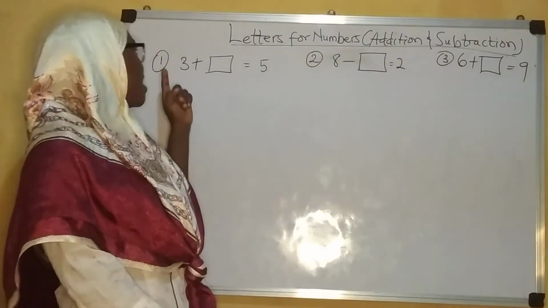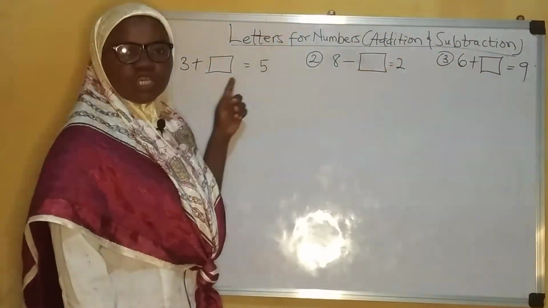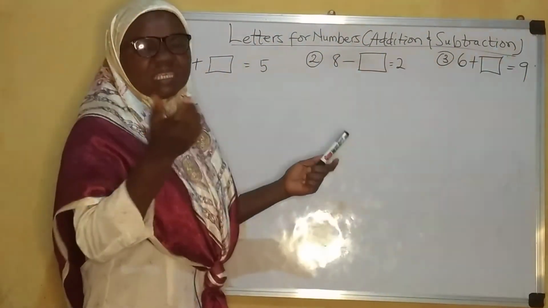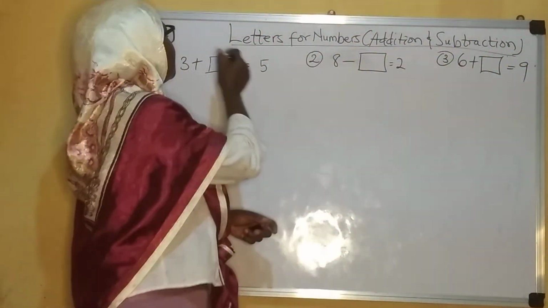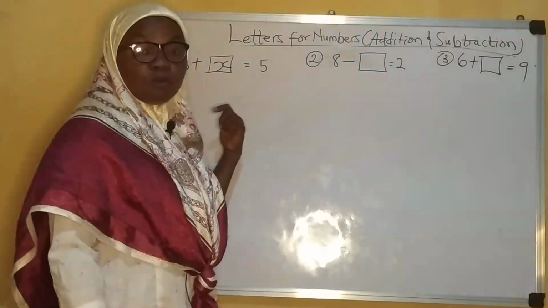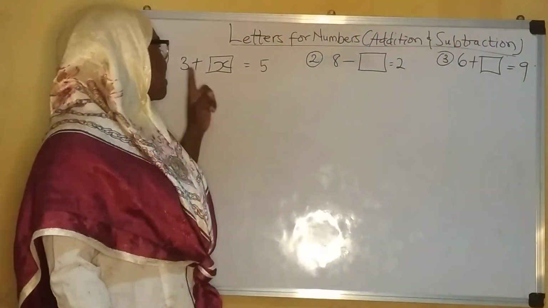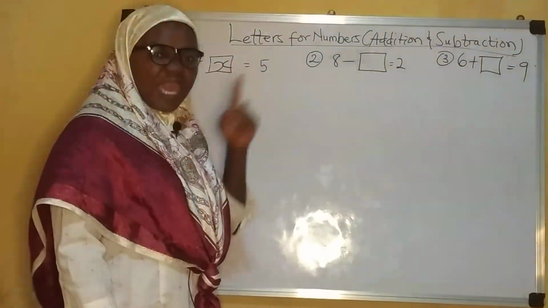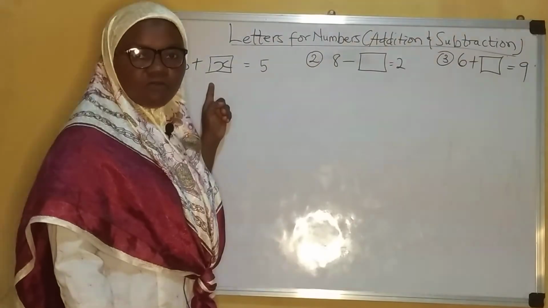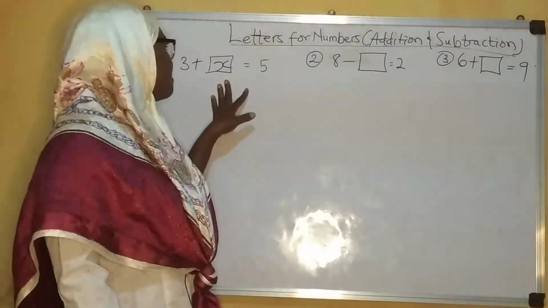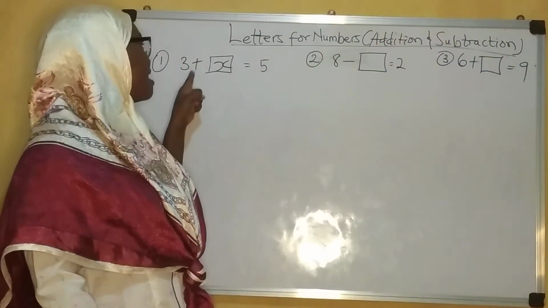For instance, I have 3 plus dash equals to 5. Now in place of this dash, I can represent it with any letter that I so much desire. I can use x, for instance, meaning that I'm looking for the value of x. I don't know what x is going to be. Now 3 plus whatever value of x will give me what? 5. Hence I need to calculate or solve for the value of what? X. Do you understand?